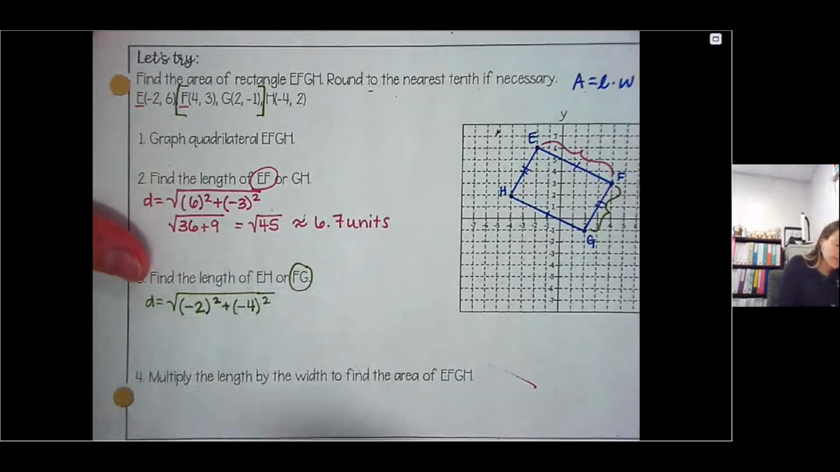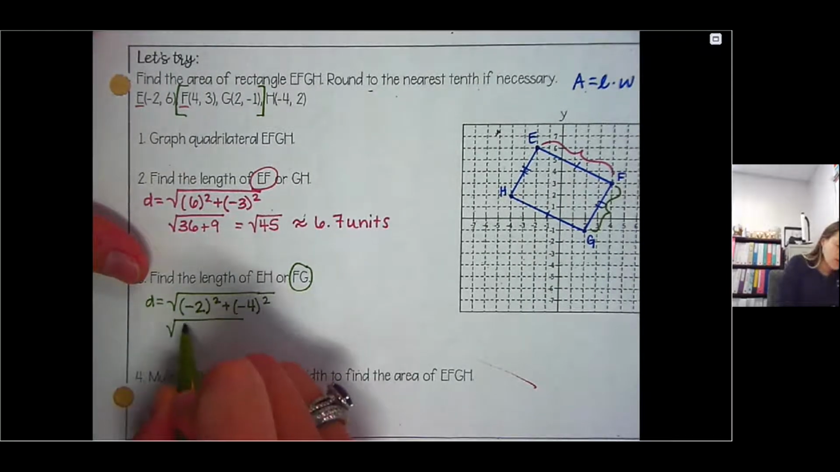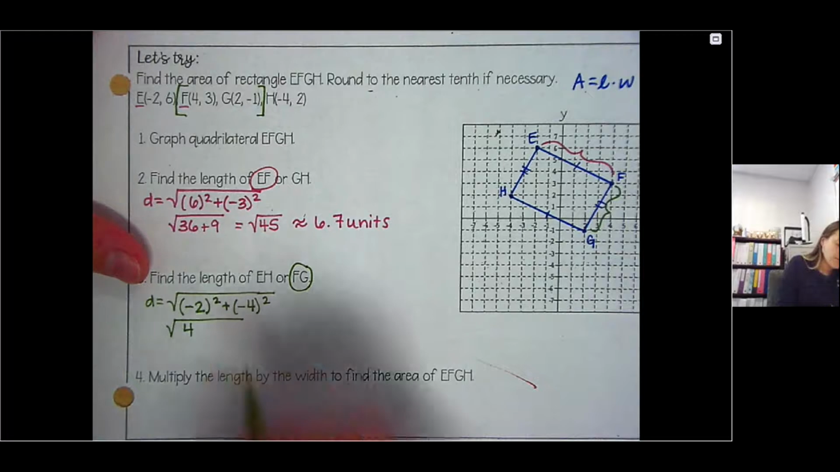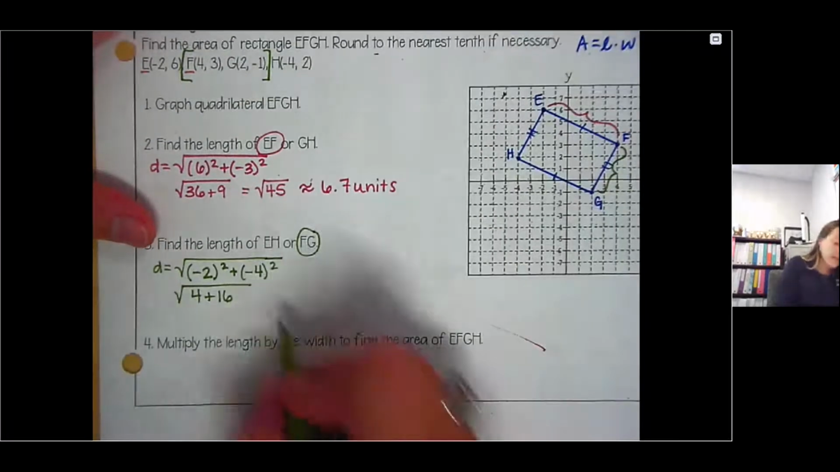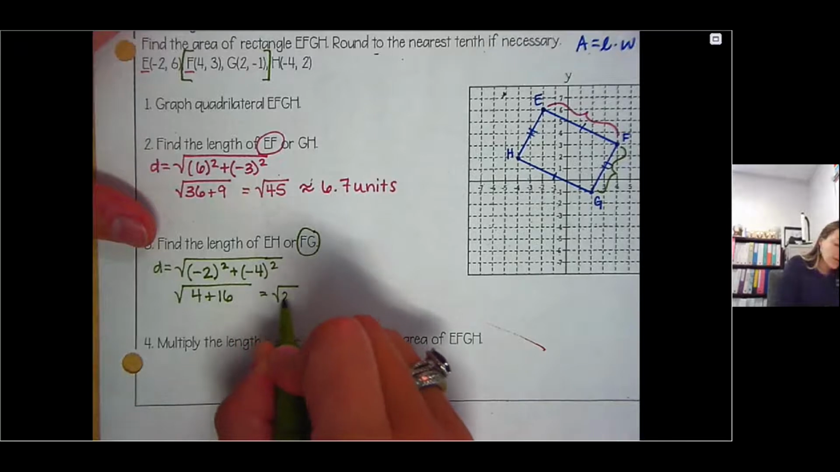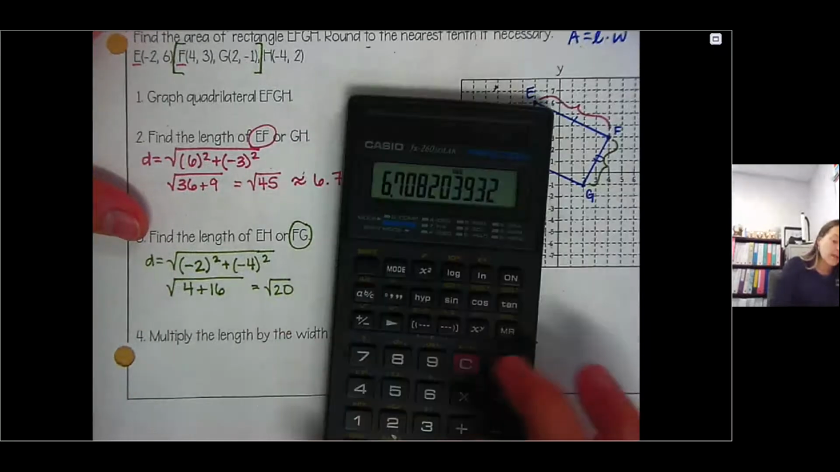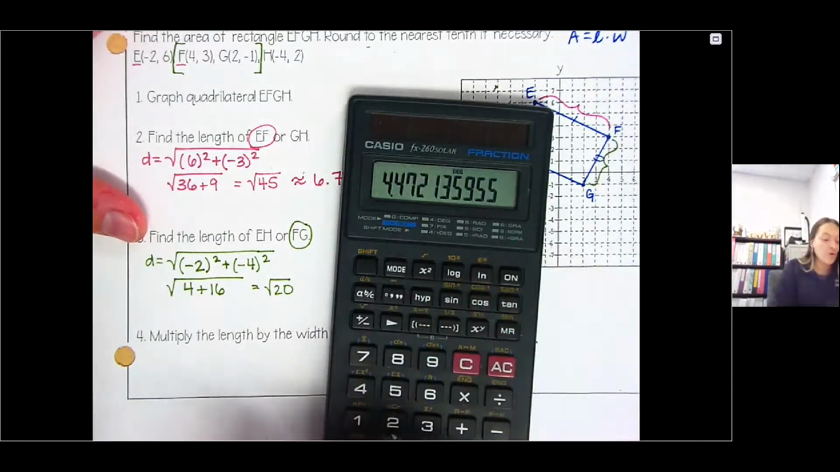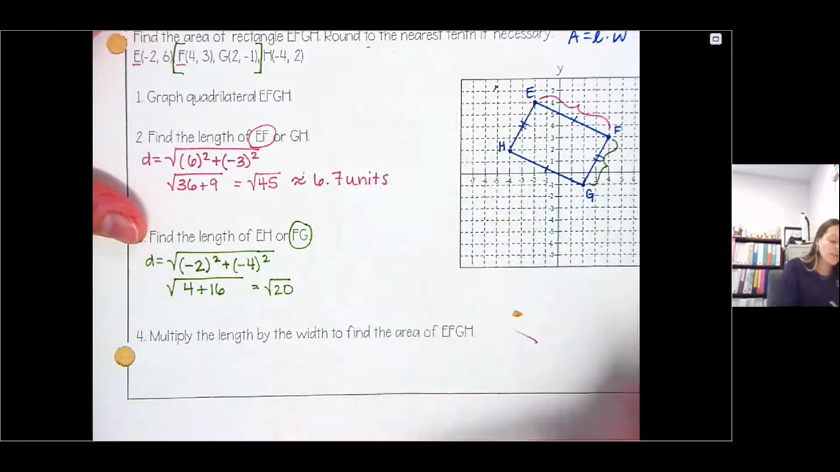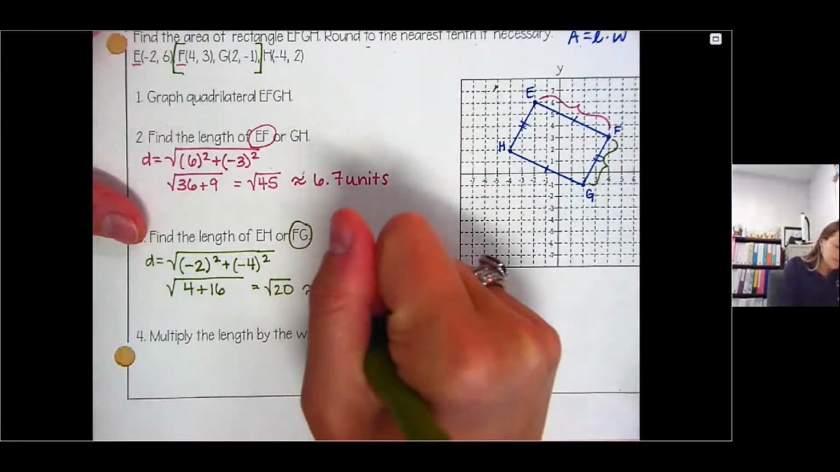Okay, square my numbers. -2 squared is 4. -4 squared is 16. Add those two numbers together, I get the square root of 20. And then I put that in my calculator, shift square root. I get about 4, we'll say 4.5 units.